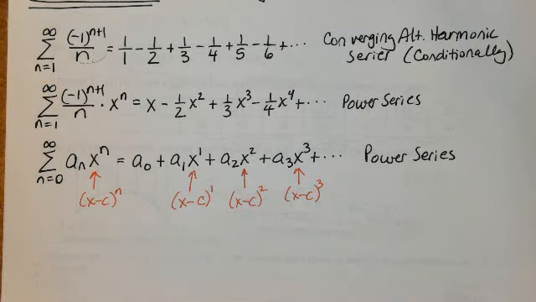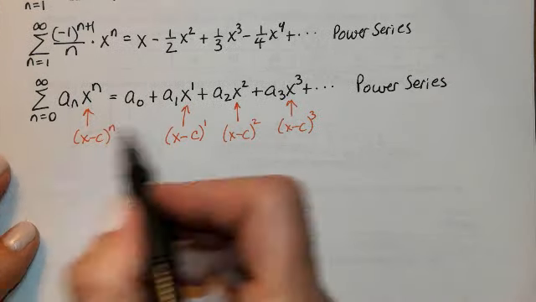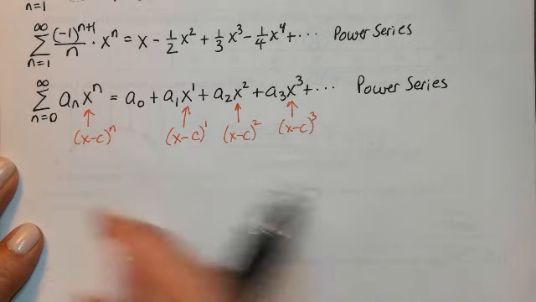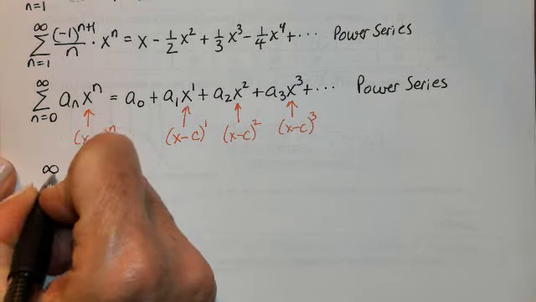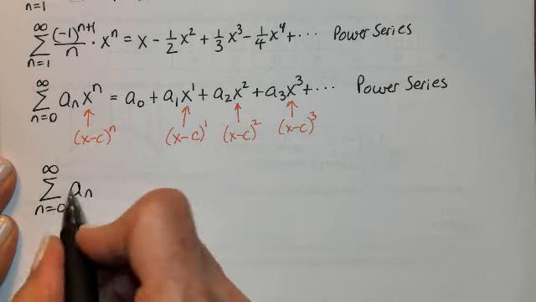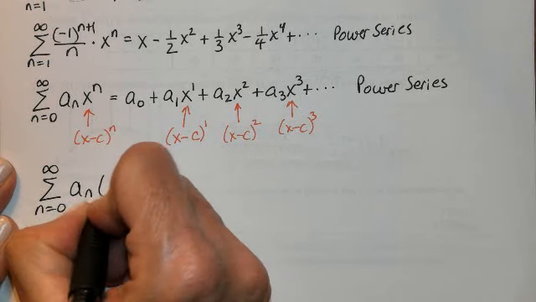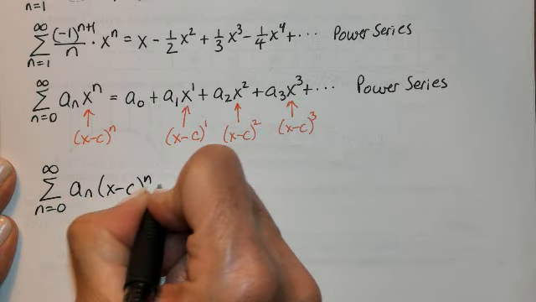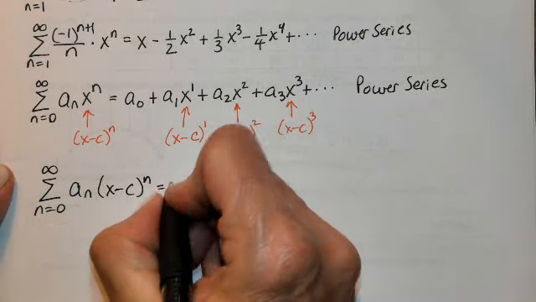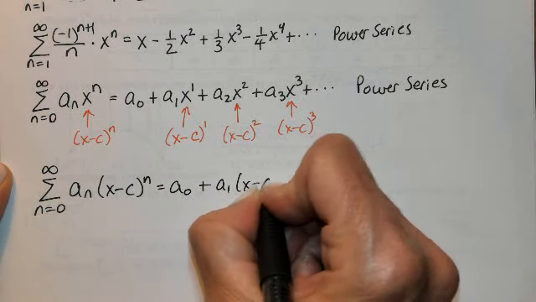So that way I can write the most general form of a power series. Okay? So all we're doing is shifting it to the right or to the left. If c is negative, we'll be shifting it to the left. So the most general form of a power series looks like this. Sum from 0 to infinity, a sub n, and then x minus c to the n. And that's the sigma notation. And then if we write this out, it would look like this.